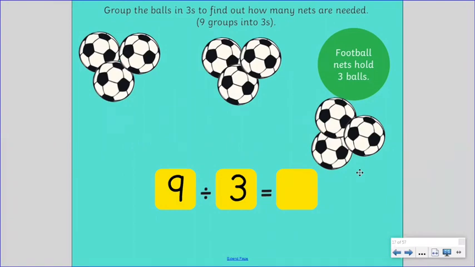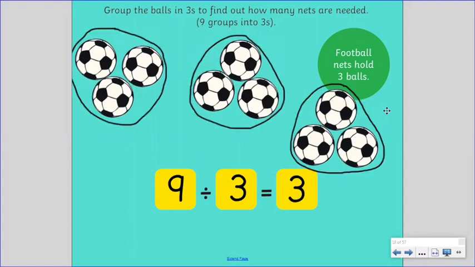Okay, to get our answer, all we need to do is count the amount of groups that we've got. So how many groups of footballs are there? Ready? There are 3 groups of footballs. 1 group of 3, 2 groups, 3 groups. So our answer is 3. Well done. Let's have a go at another one.